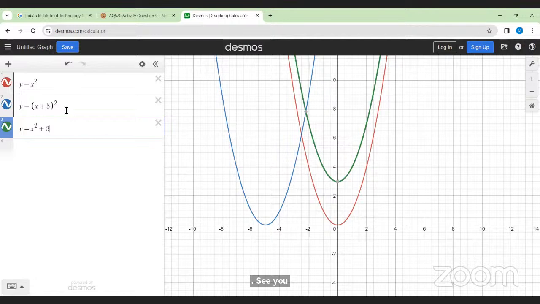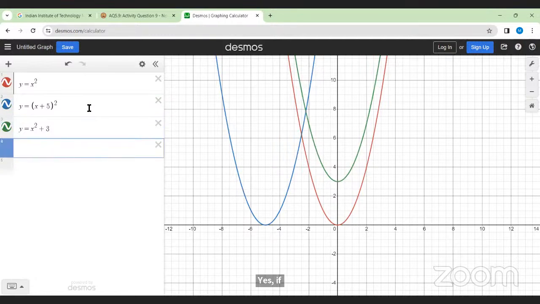Whatever the value of x is, if we are adding some constant, then it will shift towards the left. Yes, it will shift toward the left if c is positive. If c is negative, it will move right. I mean, if c is positive only, then it shifts left.